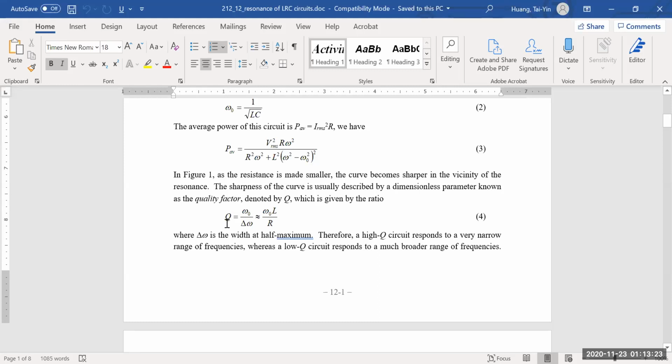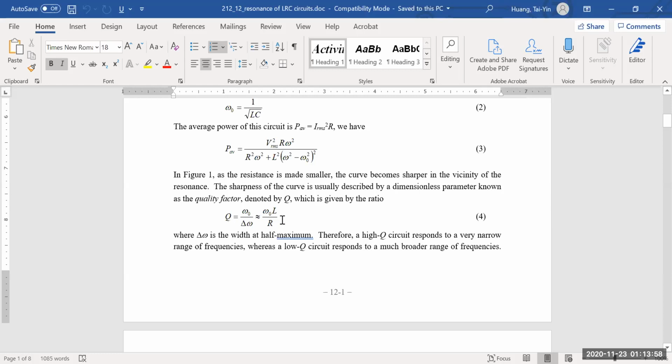So how do we calculate the quality factor? To calculate the quality factor, this is basically omega naught, which is the natural resonance frequency, over delta omega. So what is delta omega? Delta omega is the width at half maximum, which we're going to show on the next page. So delta omega is just basically the width at half maximum, and this can be approximated by using this equation, omega naught times L over R.